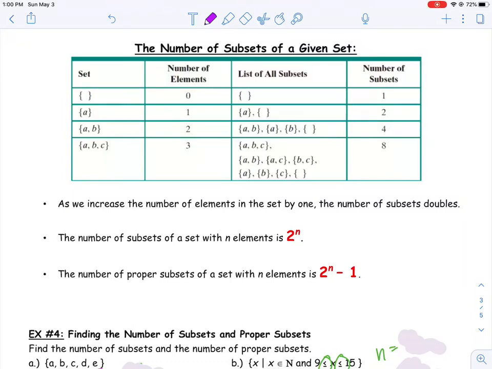Okay, here's our second video for section 2.2. So this is our last video actually. We'll finish up this section. We're going to talk in this video about the number of subsets a certain set can have.